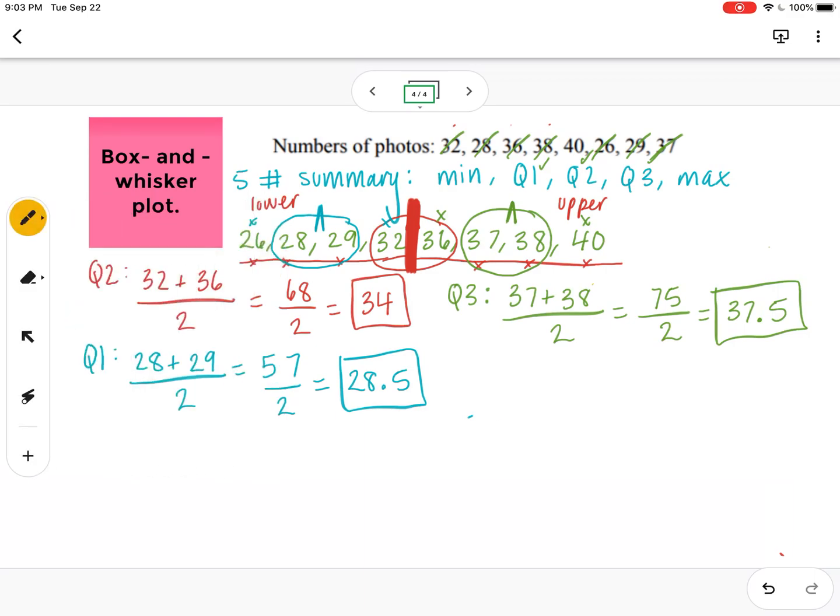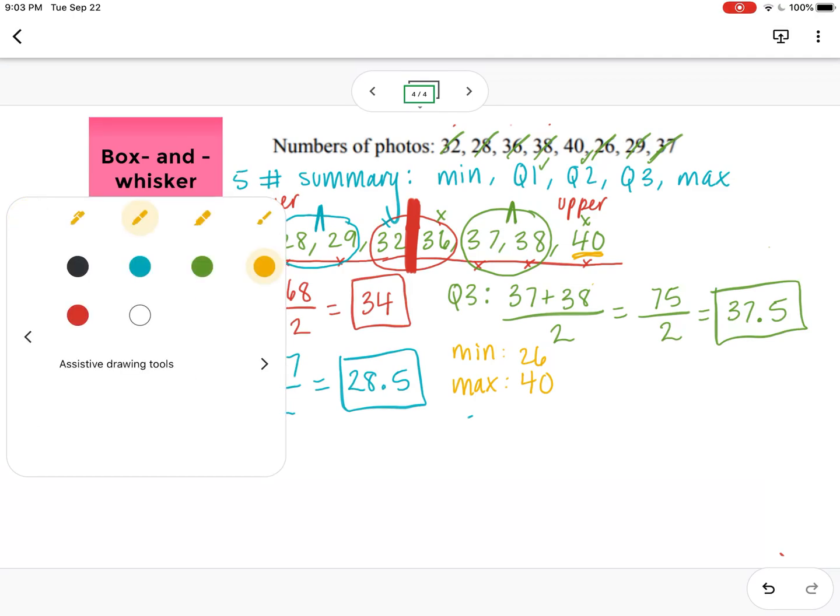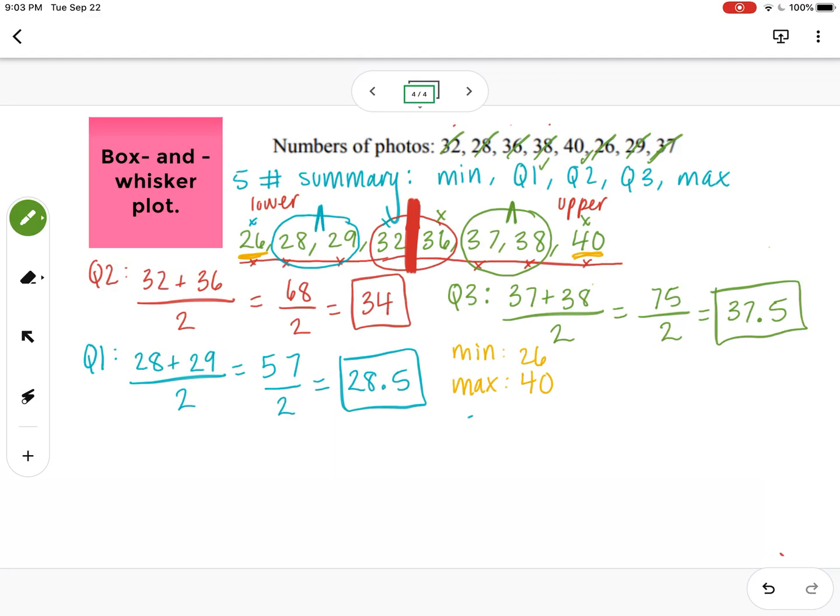So in this case, our minimum value, minimum just means smallest value in the set. Since we already ordered the data, it'll just be the first one to the left. That's 26, and your maximum will be the one to the most right. It's your highest value. In this case, that is 40. So we have everything we need for the box and whisker plot. So let's set up our scale and go ahead and draw that.